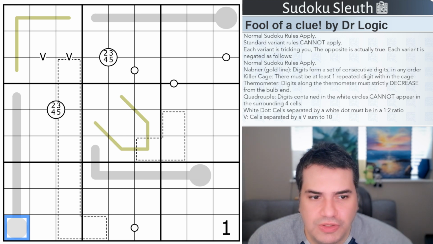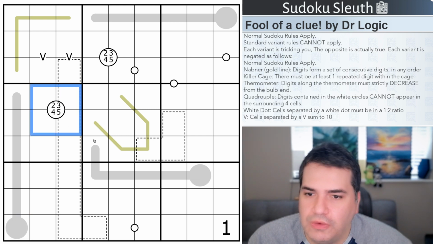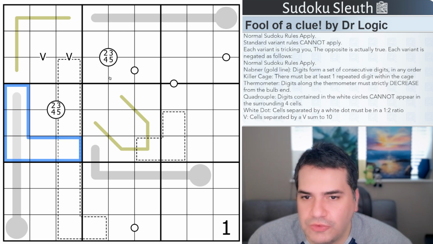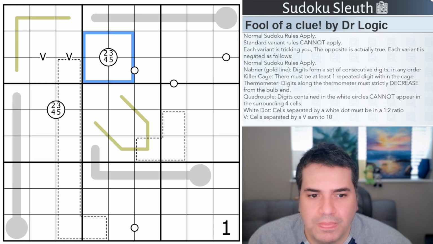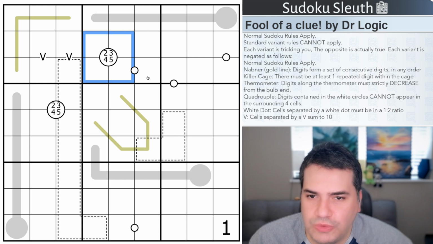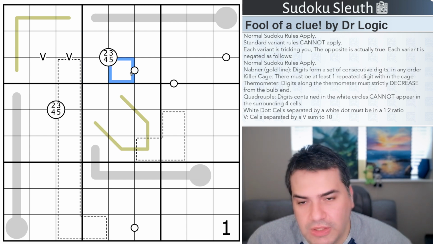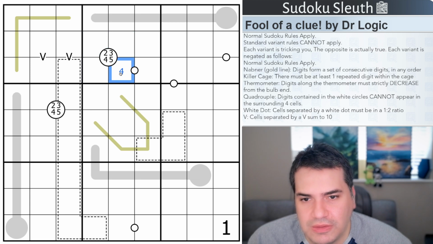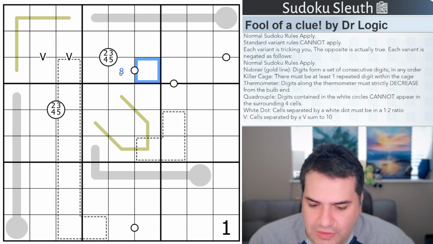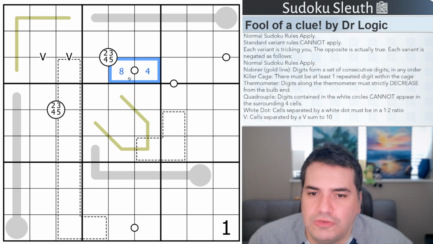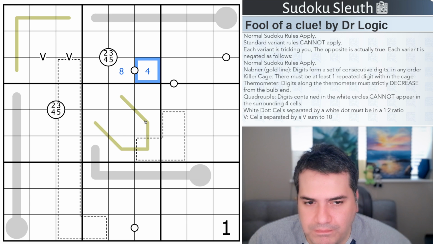Quadruple, so digits contained in the white circles cannot appear in the surrounding 4 cells. So these 4 cells essentially are not 2, 3, 4, 5. 2, 3, 4, 5 would be in the remaining cells. Same again in here. We also have white dots. They are not consecutive, as you can imagine. Cells separated by a white dot must be in a 1 to 2 ratio. So if that was, well, that can't even be a 4 because that would be breaking the cell. So if that was an 8, this would have to be a 4 to make sure that they're in a 2 to 1 ratio. They are not consecutive. One cell is double the other.